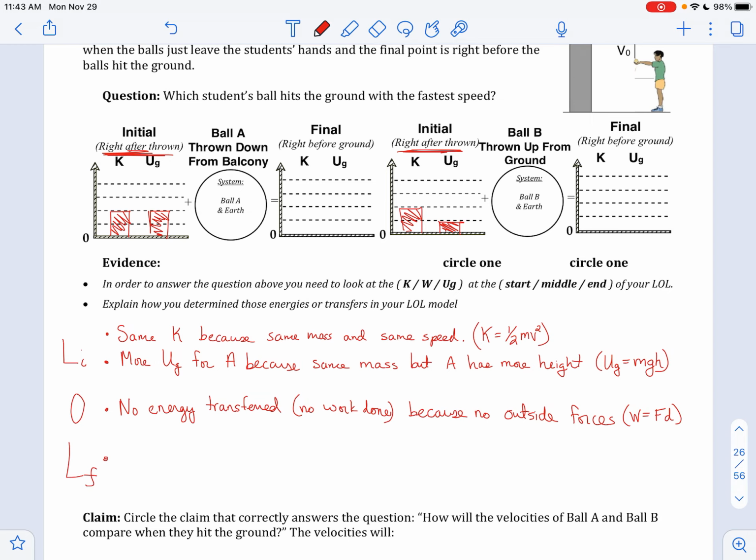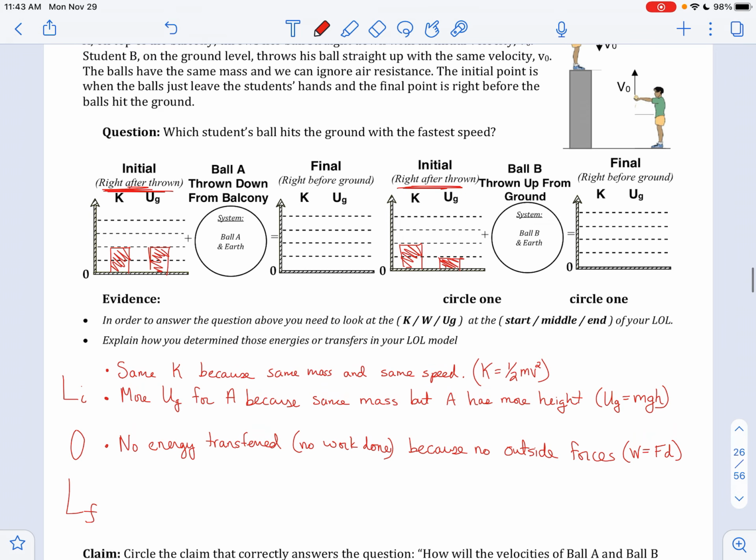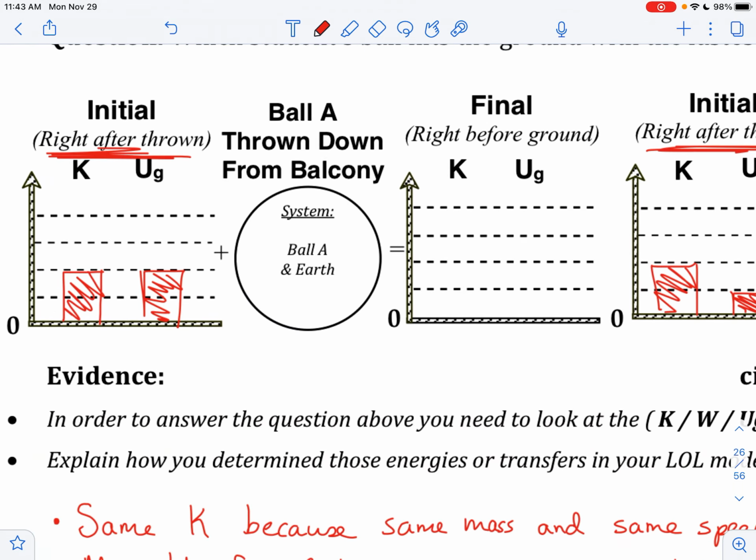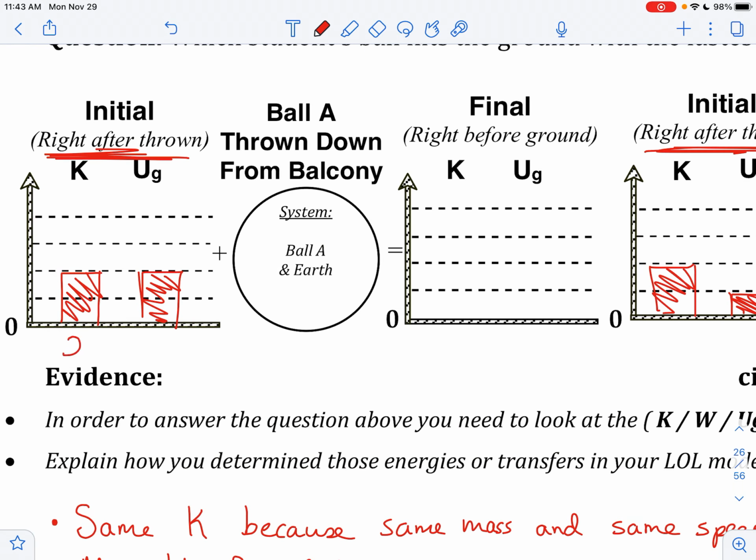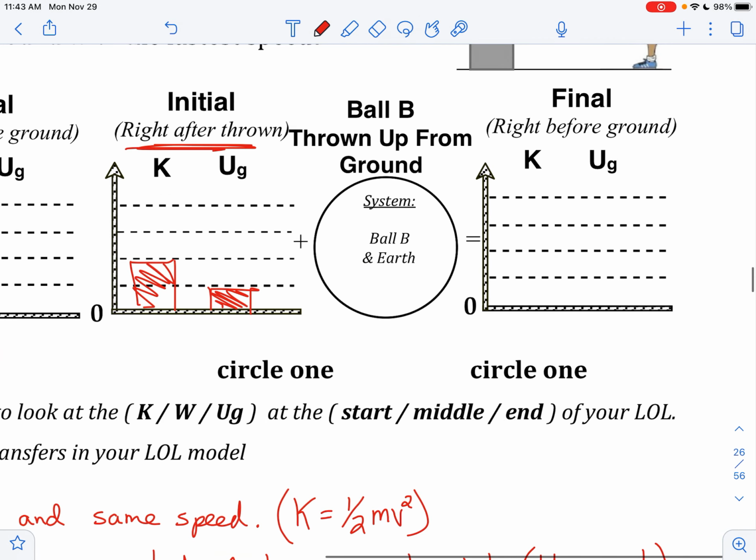All right, now L final. Now this one comes down to figuring it out based on the other parts of the graph. So I have 2, let's do our little basic equation. 2 plus 2 plus 0. This has to equal 4 over here. And over here I have 2 plus 1 plus 0. This one here has to equal 3.